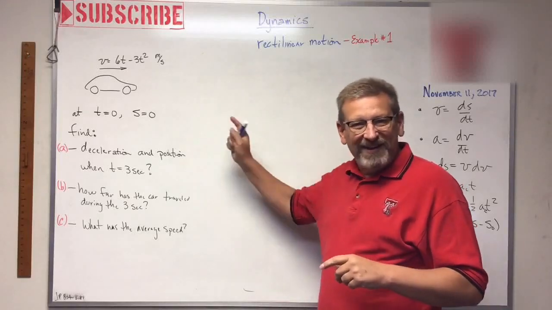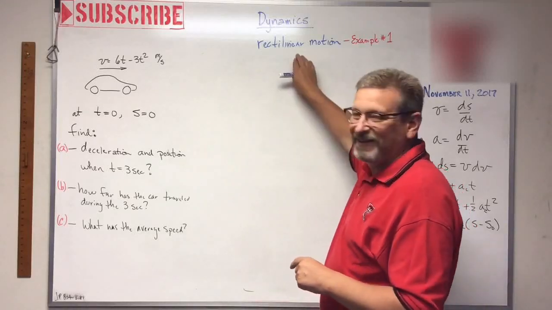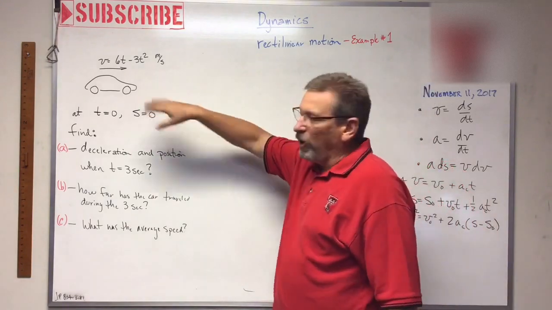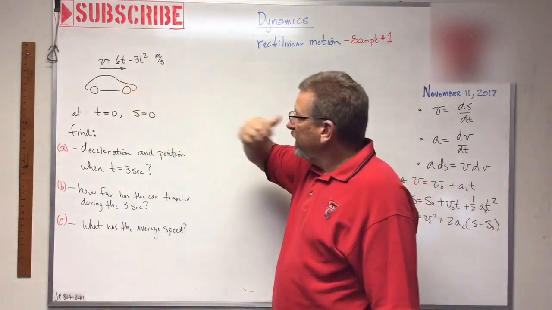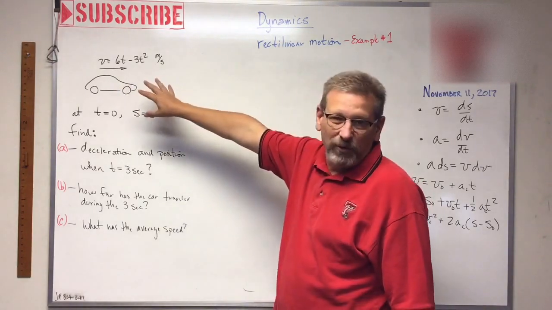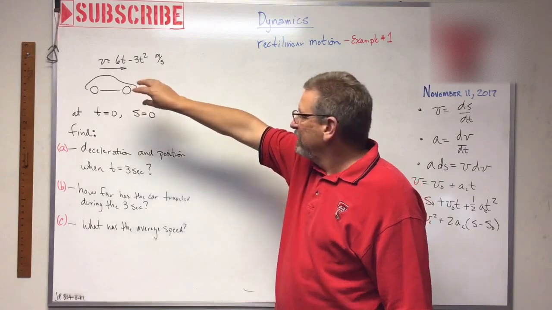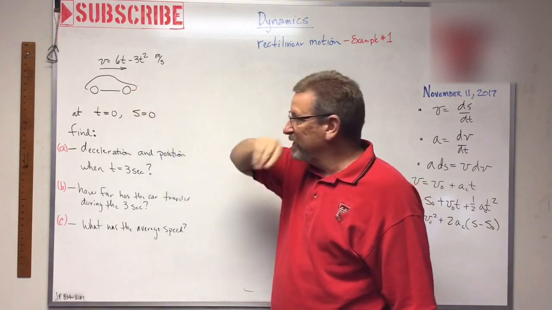Okay, my friends, we're back again. Dynamics, rectilinear motion, example number 1. We've got a car, I don't know, it could be a particle. Anytime you think about something like this, if you want to consider it a particle, just think about its center of mass. It's not rotating, it's going to move some direction.